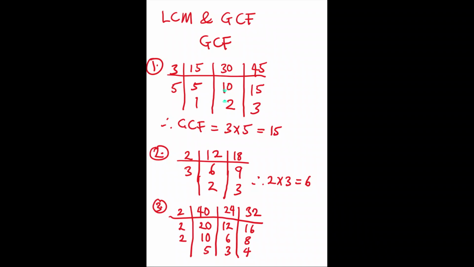Okay. We can see that 5 and 3 are prime numbers, and 4 is an even number. It can still be divided by 2, but 5 and 3 cannot be divided any further except by themselves. So when we look at these 5, 3, and 4, we can see that there's no single number that can divide these 3 numbers evenly without any remainder. So therefore, we'll say that the GCF for this one is 2 times 2 times 2. Okay, so our answer for this one is 8.